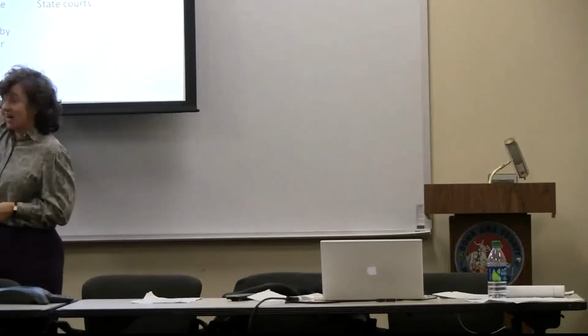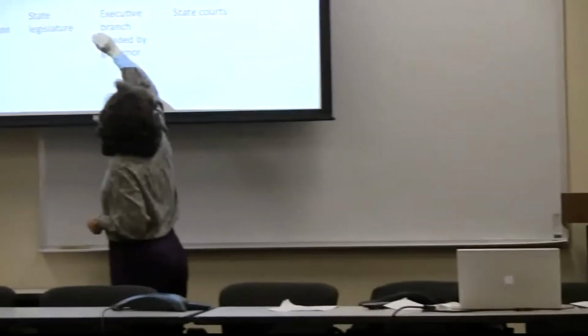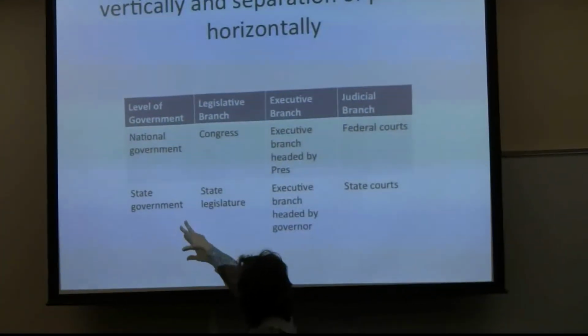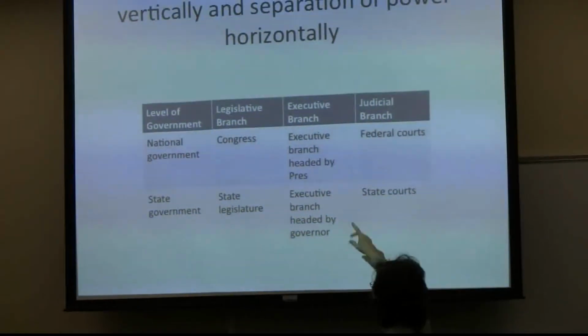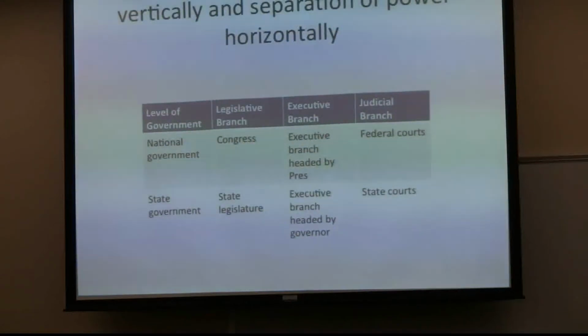So we create a system that divides government power vertically, and separation of powers horizontally. Horizontally, we have the national government, and we divide powers between our Congress, our executive branch, and our federal courts, and then we divide power with the state government. Of course, then you have state legislatures, a state executive branch headed by a governor, and state courts. So we have that process set up.